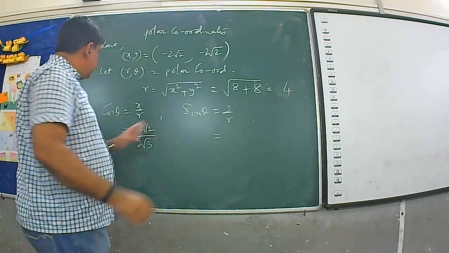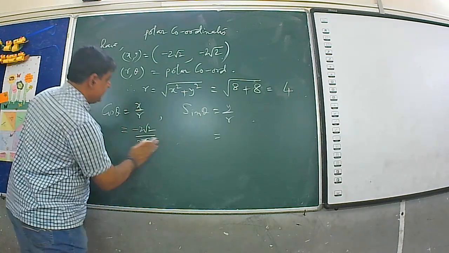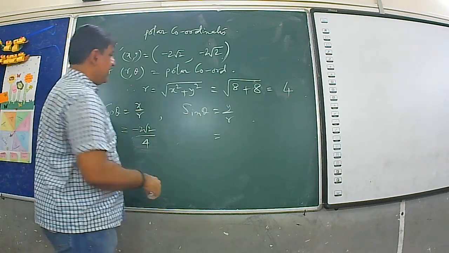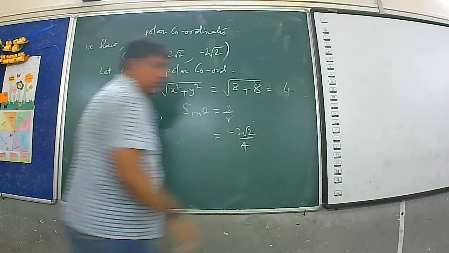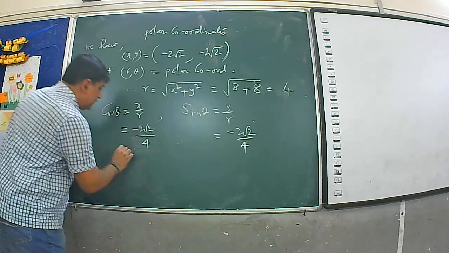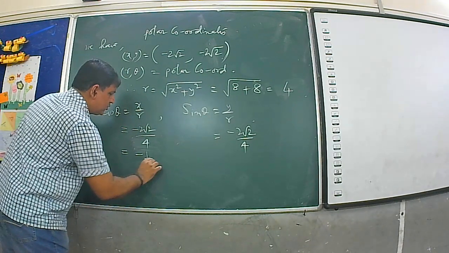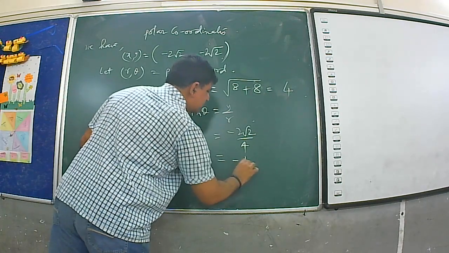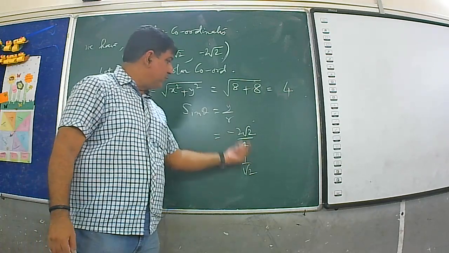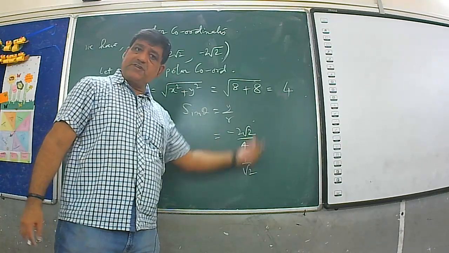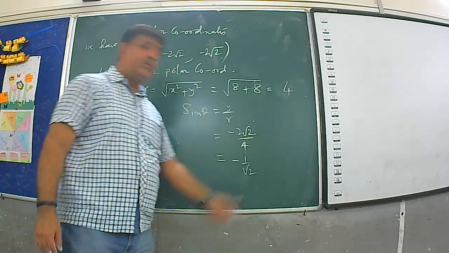Now the next one, for here you will have minus 2 root 2 by 4, and then sin theta is equal to minus 2 root 2 by 4. Now what will you get here? You will get minus 1 by root 2, and here also minus 1 by root 2. How are you getting this? You can observe it: 2, 4 and 2 cancel out, and now rationalize it, you will get 1 by root 2.